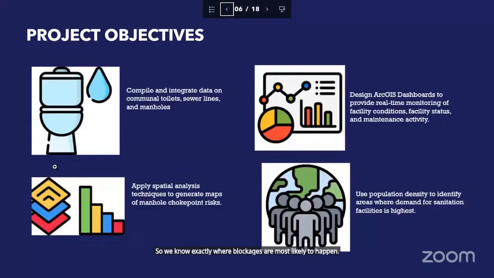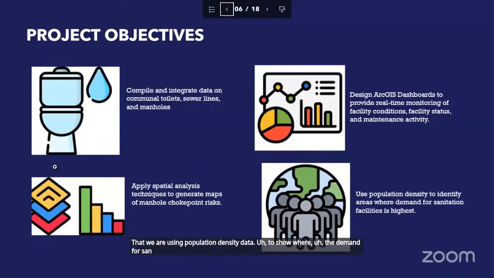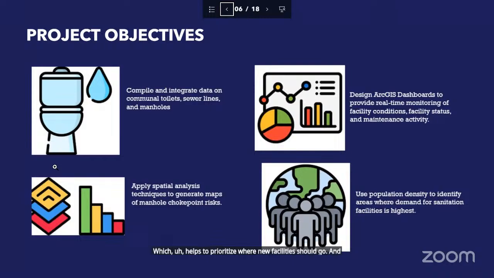Third, we are using population density data to show where the demand for sanitation facilities is highest, which helps to prioritize where new facilities should go. And finally, we are designing interactive ArcGIS dashboards that will allow real-time monitoring of facility conditions, things like their status, and also the maintenance activities.